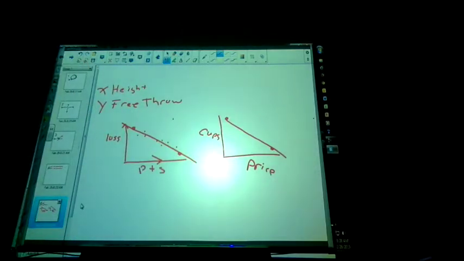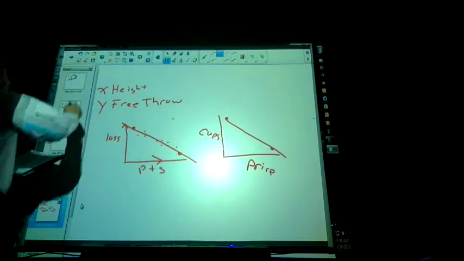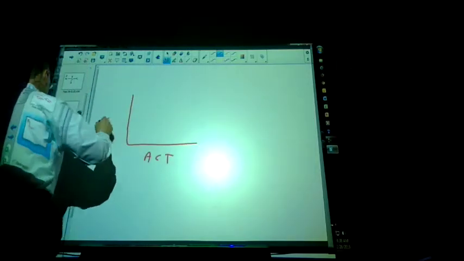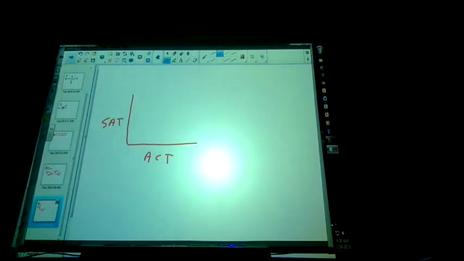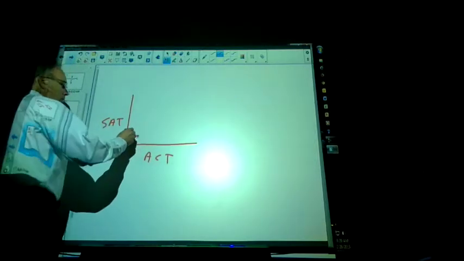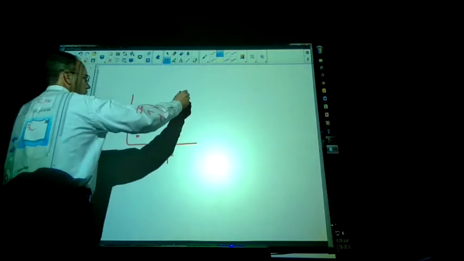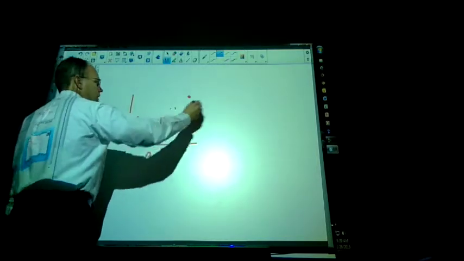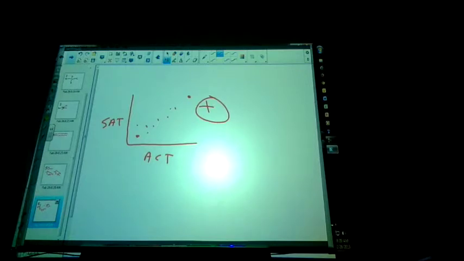And a scatter plot of Cherry Creek High School students' ACT and SAT scores. This is a trick question. It doesn't matter which one's on the X or on the Y. The ACT does not influence your SAT, and your SAT does not influence your ACT. So I'd say a student that scores low on the ACT probably scores low on the SAT. A student that scores high on the ACT probably scores high on the SAT. So I'd say you definitely have a positive correlation there.